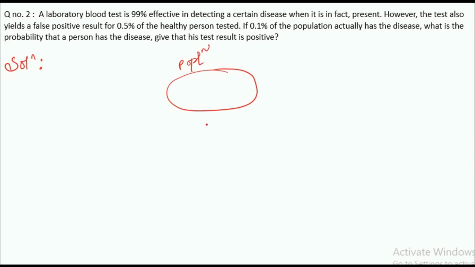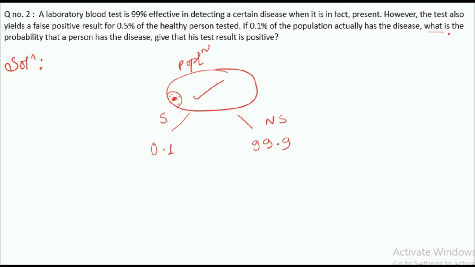This is the population. Out of that, this much has the disease. They are sick. So 0.1% are sick, and 99.9% are not sick. What is the probability that the person has the disease?